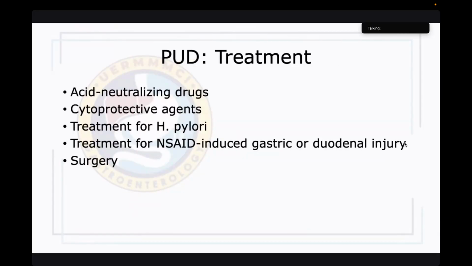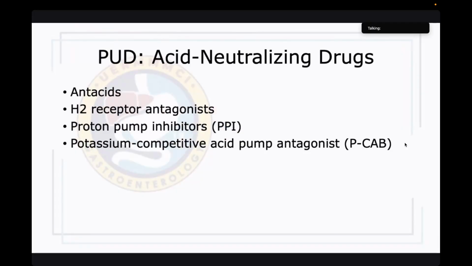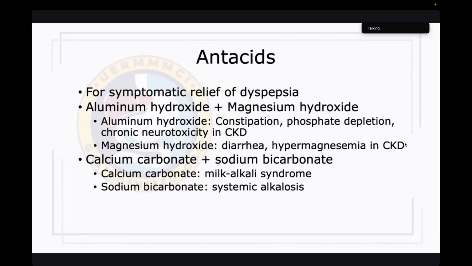These are the treatment options for peptic ulcer disease. For acid neutralizing drugs, we have antacids, H2 receptor antagonists. We have proton pump inhibitors. These are the most potent acid inhibitors at this moment. And we have the newest class of acid neutralizing drugs, the potassium competitive acid blockers or potassium channel blockers.